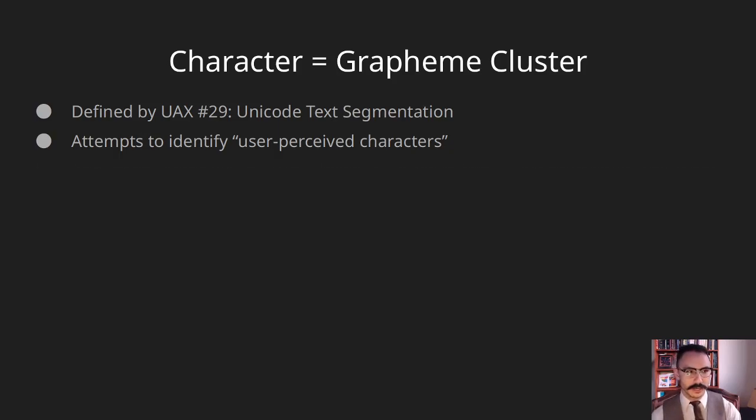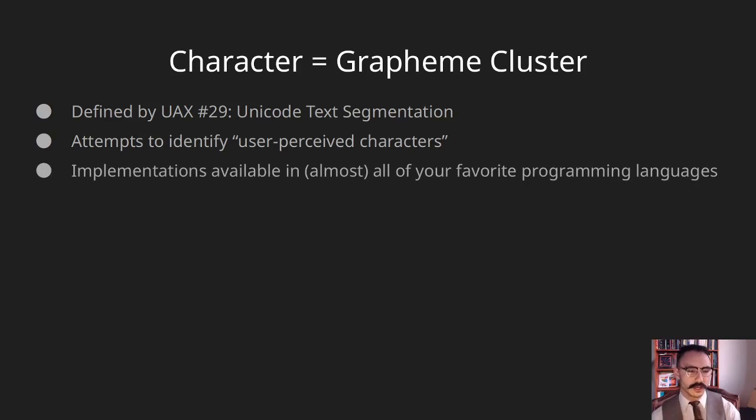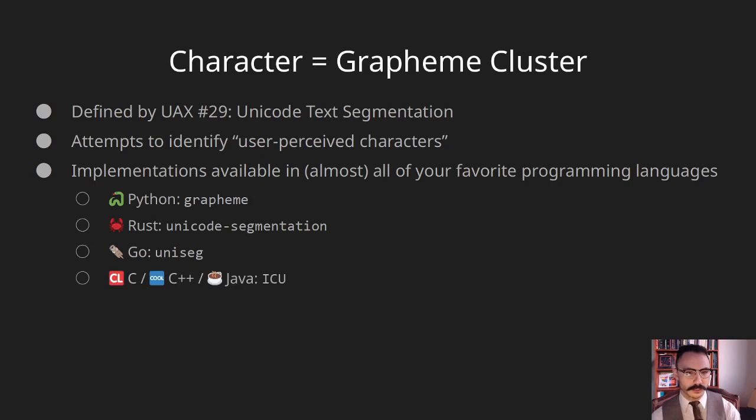And the good news is this algorithm is implemented for most of your favorite programming languages. If you're using Python, there's the grapheme module on PyPI. If you're using Rust, you can use the unicode-segmentation crate. Go has uniseg. For C, C++, and Java, you can use ICU. And there's a couple other libraries that'll do this as well.